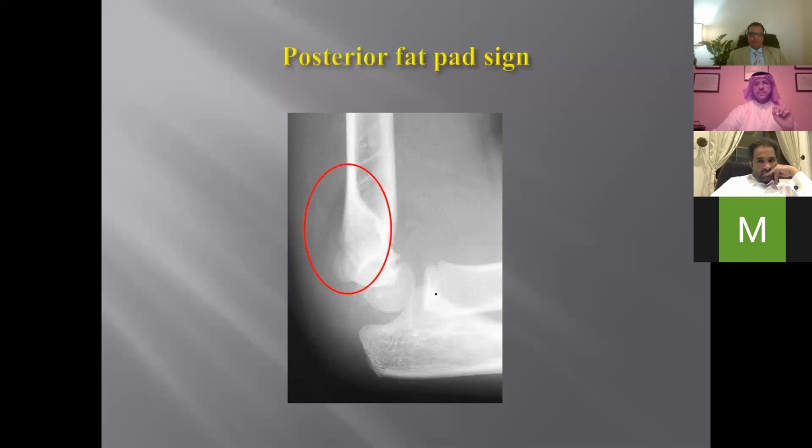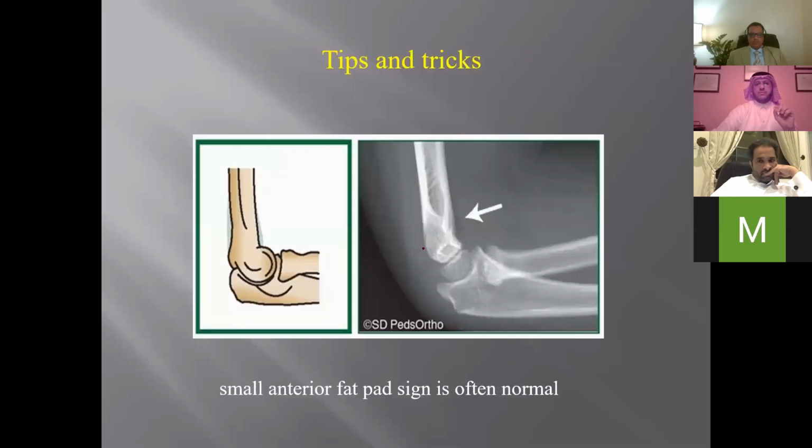So as I mentioned, the posterior. What about the anterior? Anterior, normally you can see a small amount. I repeat, a small amount of fluid or lucency in front of the humerus. And this is sometimes a normal variation for adults and pediatrics as well. So the most important is the posterior fat pad sign.